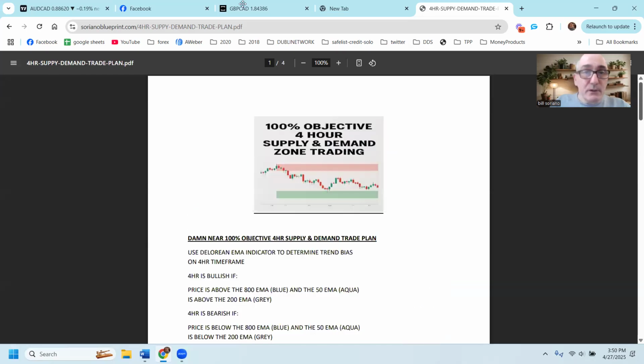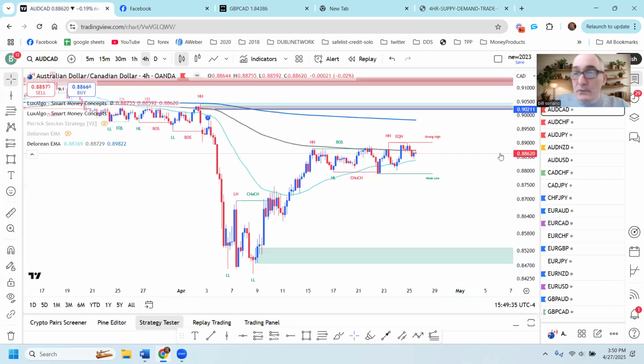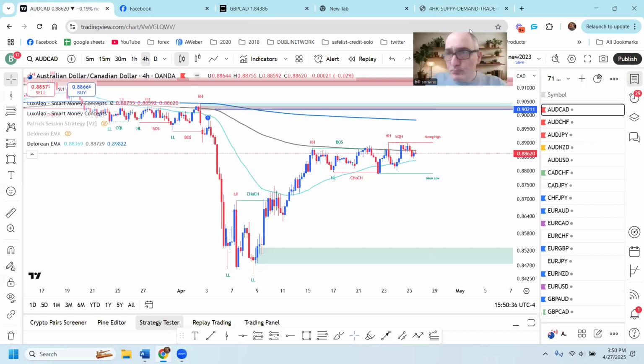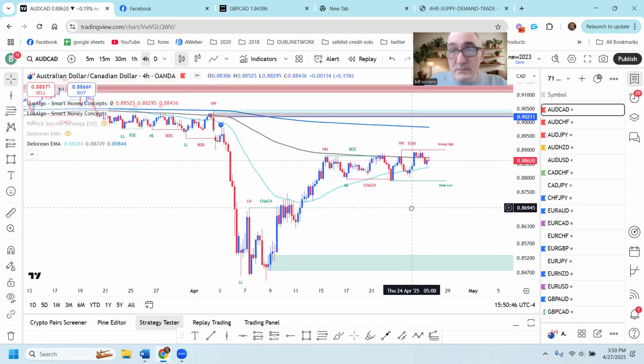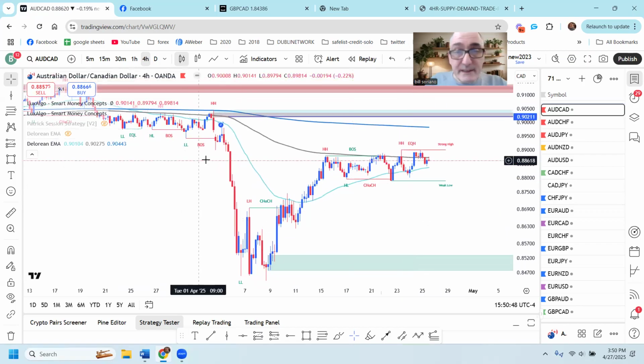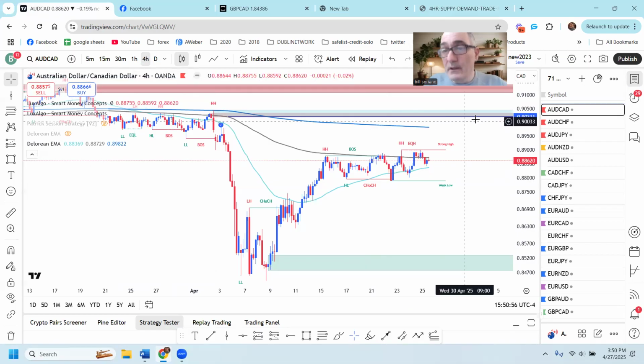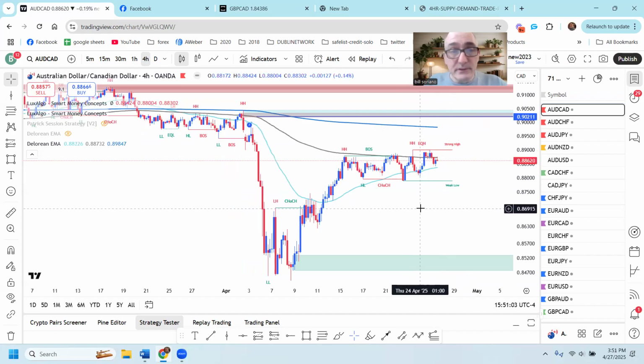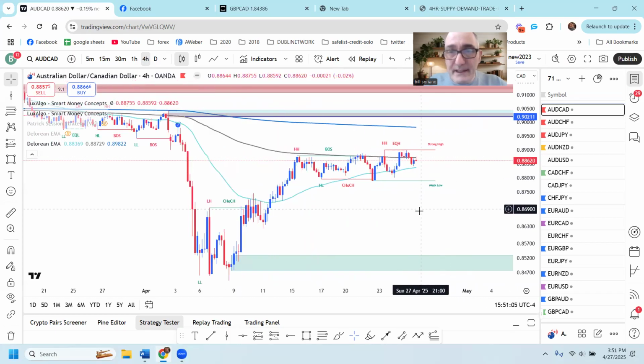So now, what I want to do is go into TradingView here. We're just going to go through the pairs on the 4-hour time frame, and we have the Lux Algo Smart Money Concepts indicator on, giving us our order blocks, which are supply and demand zones, and we have our DeLorean EMAs, which give us our 50 EMA, which is the teal, the 200, which is the gray, and the 800, which is the blue. So on USDCAD, price is below the 800, the 50 is below the 200. That tells us the current trend is bearish. We could see that as well just looking at it.